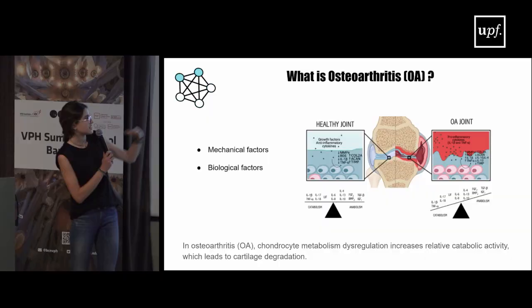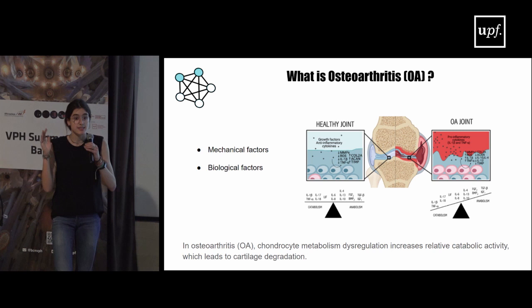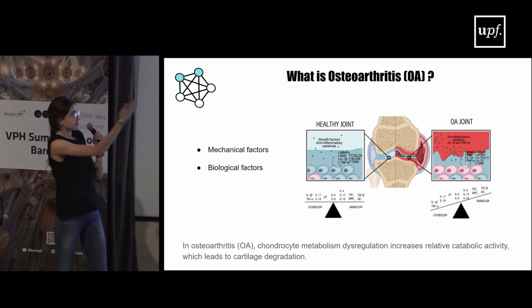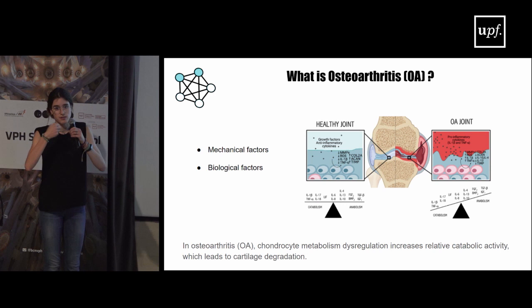Why? Because in a healthy cartilage, we can observe that there is a homeostatic equilibrium between catabolic, the molecules that degrade the cartilage, and anabolic, the ones that generate the cartilage. However, in osteoarthritic patients, we can see a disbalance of this equilibrium towards more catabolic molecules, causing the degeneration of the joint.